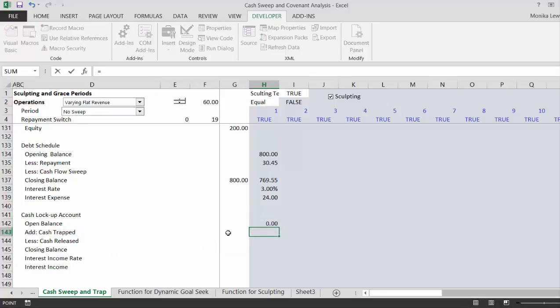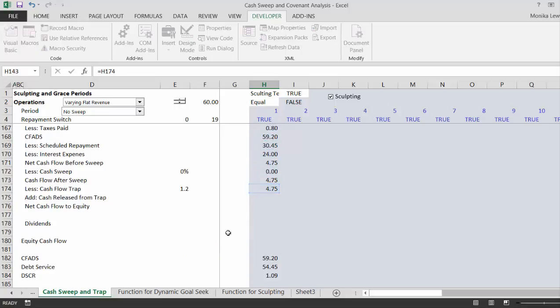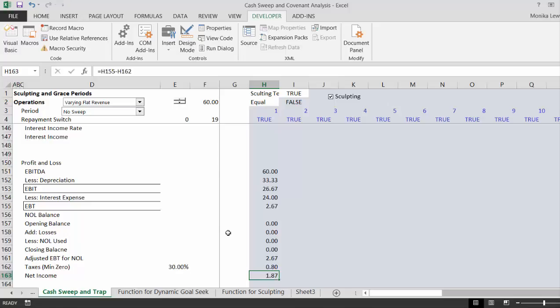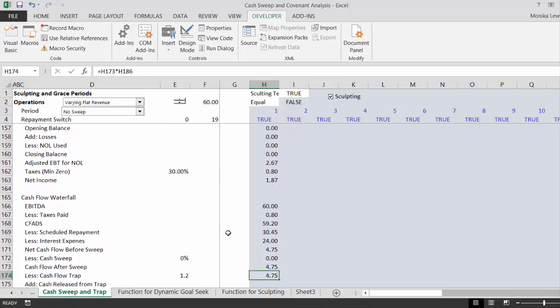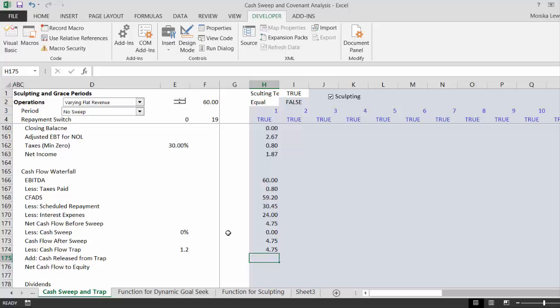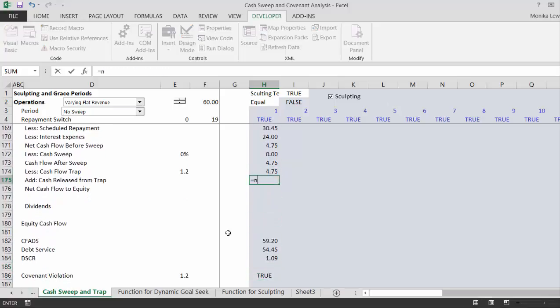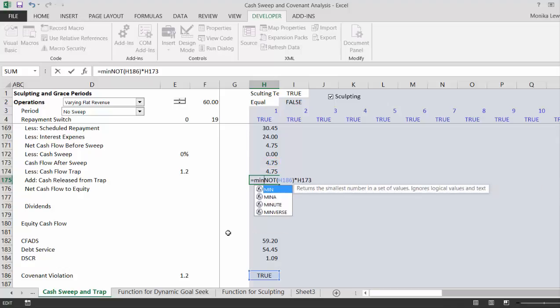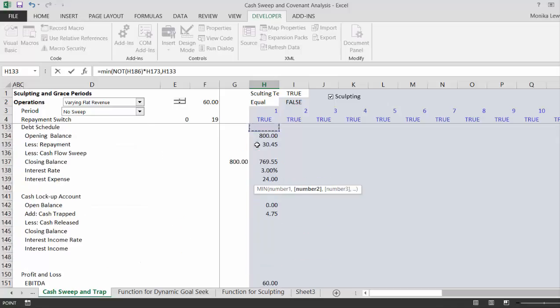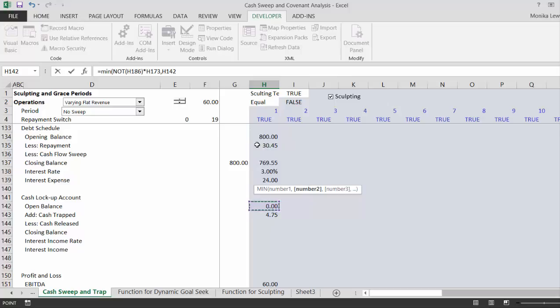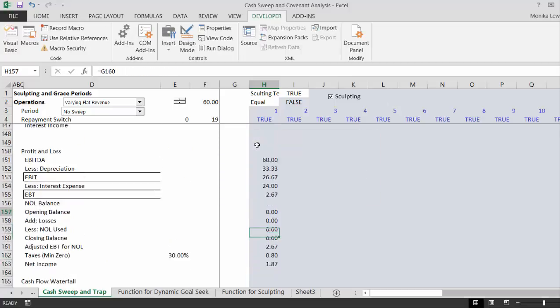Now this one, as usual, we go down to the cash flow statement to get our numbers. Now the cash released, we could say, well, look, if we have some extra cash, and this is true, this is false, so we put equal, not the covenant, times the amount of cash flow we have up here. But of course, we have to put the minimum of that or the opening balance of the debt.